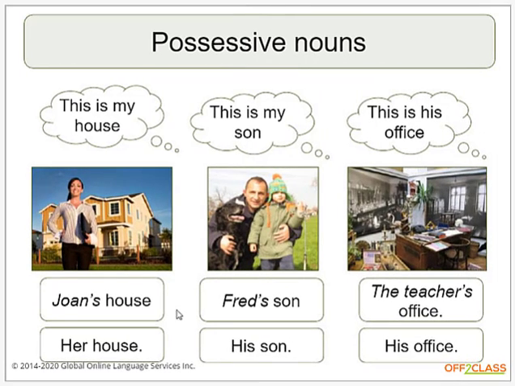So I want you to read each column, and this is the warm-up. For example, this is my house, right? This is my house. It's Joan's house. It's her house, right? What's this one say? This is my son, Fred's son, his son. This is his office, the teacher's office, his office.